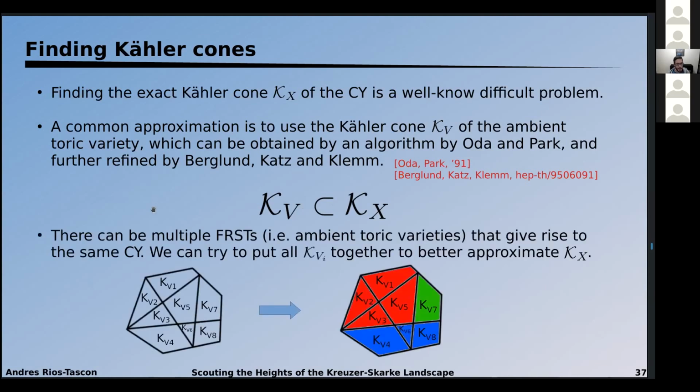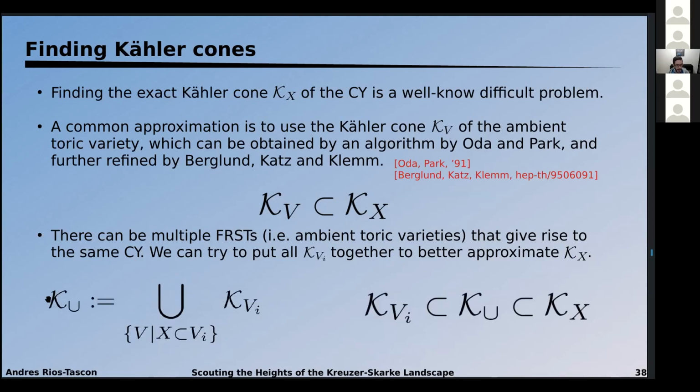The thing is that there can be multiple triangulations, or in other words, toric varieties, that give rise to the same Calabi-Yau. For example here, we have a bunch of Kähler cones, this is just a cross-section of them, and there can be multiple Kähler cones of ambient varieties that contain the same Calabi-Yau. So it would be ideal to glue them together to approximate the Kähler cone of the Calabi-Yau better. We define this K_union to be the union of all the Kähler cones of the varieties that contain the same Calabi-Yau. And it's going to much better approximate the actual Kähler cone of the Calabi-Yau.